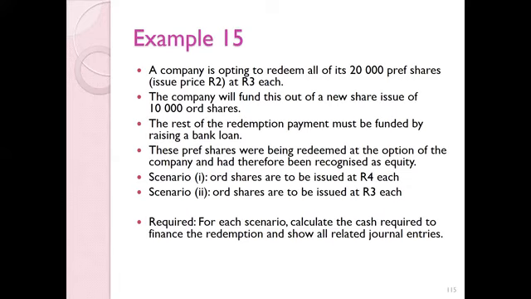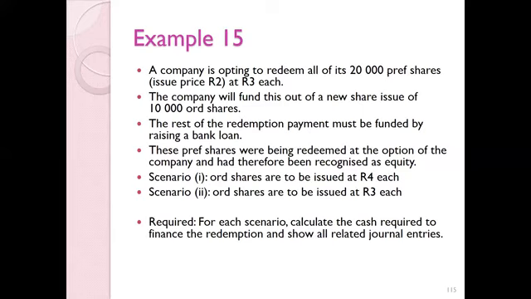Now we're going to look at example 15 from your Gripping GAAP textbook. And in this example, it says to us that a company is opting to redeem all of its 20,000 preference shares, which were issued at a price of 2 Rand. Now they're going to be redeemed at a price of 3 Rand each. So there's a 1 Rand premium on redemption for these 20,000 preference shares. The company will fund this out of a new share issue of 10,000 ordinary shares. The rest of the redemption payment must be funded by raising a bank loan. These preference shares were being redeemed at the option of the company and have therefore been recognized as equity.